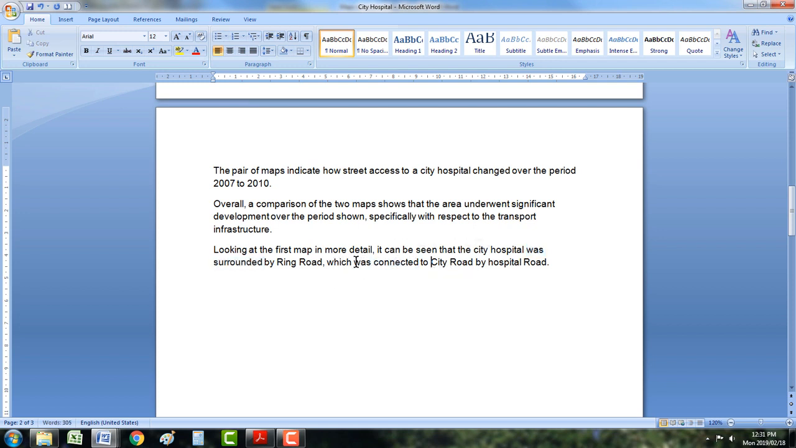And then notice the structure, very common structure. Passive with the word by. The cow was eaten by the lion. Was connected to the city road by hospital road. Make that a capital. Alright, so it started off a little bit more complicated than I wanted because I've got so much passive. Often you don't have. You will just say, in the east of the park there was a.